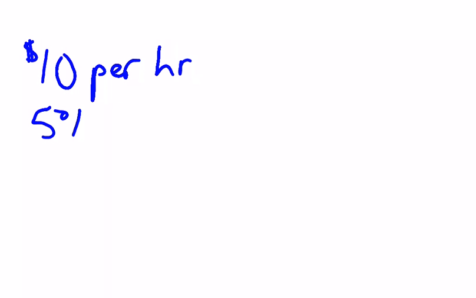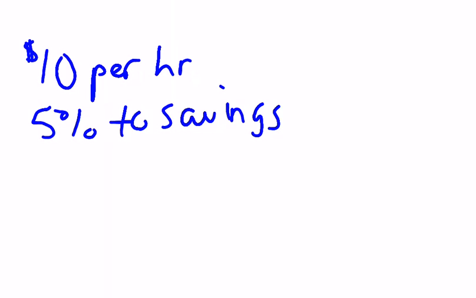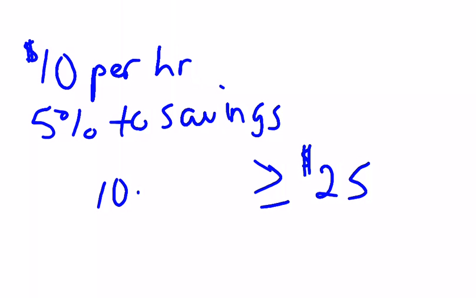Another example, Rita earns $10 per hour. She puts 5% of her earnings into savings. What number of hours must she work to save at least $25? So we look at least, that's going to be a greater than or equal to $25. And then she makes $10 per hour, but we don't know how many hours she works. So we know that's 10 times h. But 5% of it goes to savings.